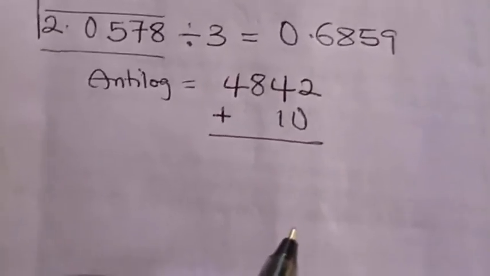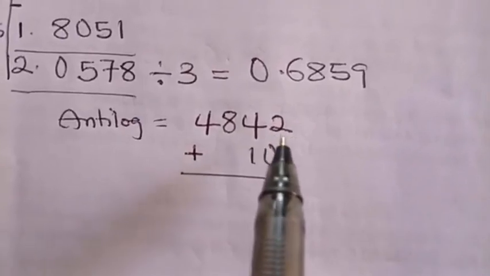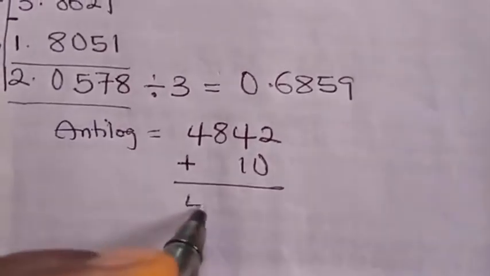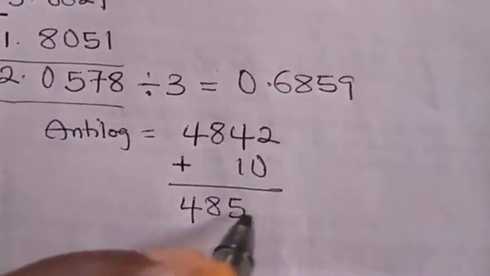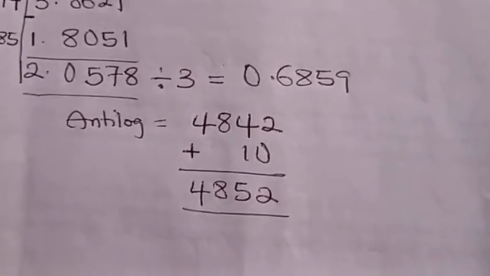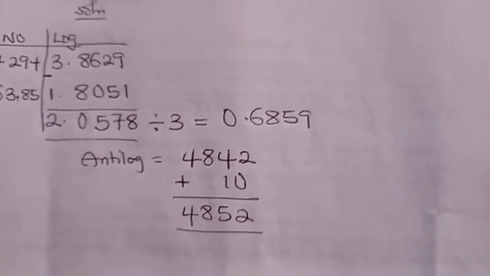So back to our working page. 4842, that's 4,842 plus 10. We have 4,852. From this point now, we can find or express the answer in standard form.